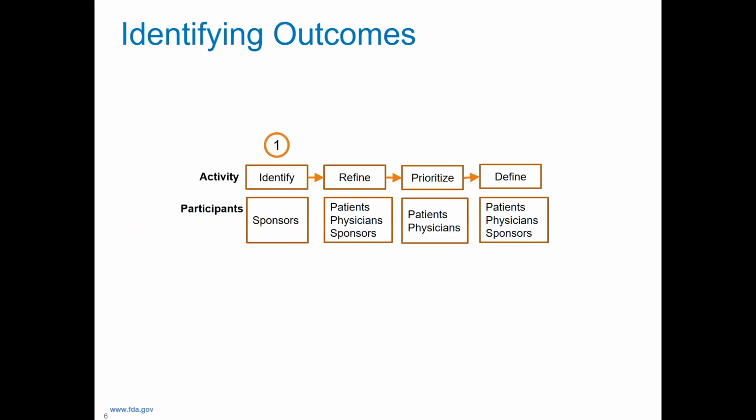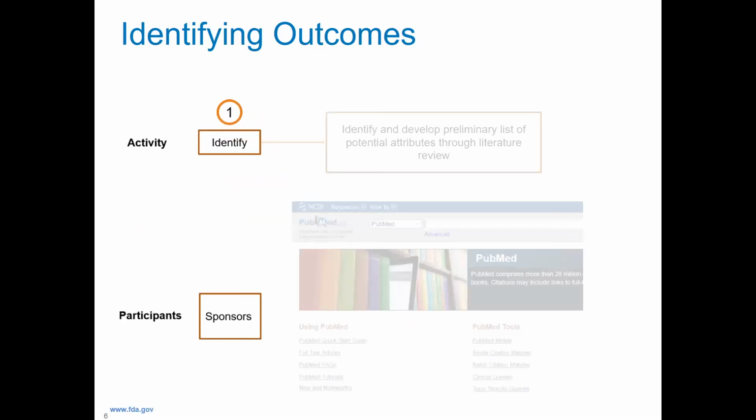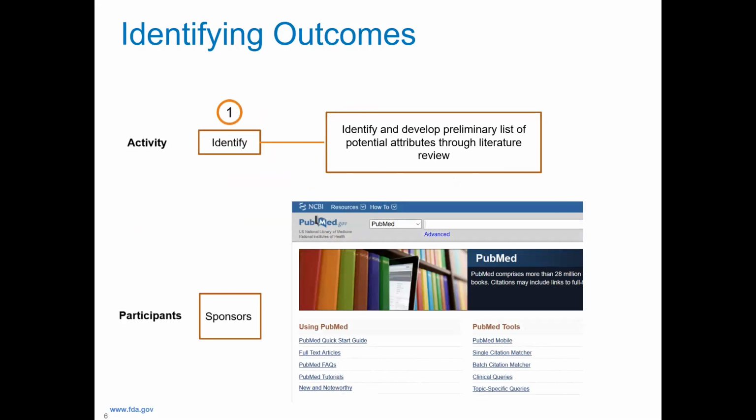So for the first step of identifying what was important to patients, or identifying the outcomes, we really looked at the preliminary list of potential attributes, primarily through a literature review. This work was done through searching the literature, PubMed Central, clinicaltrials.gov, other FDA-approved drugs and devices in the Parkinson space, and those types of information.